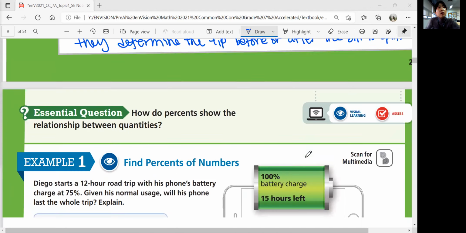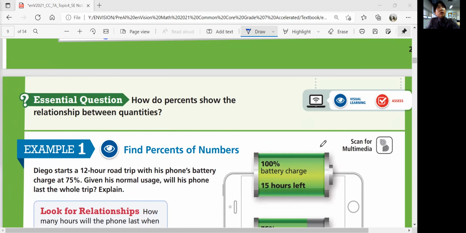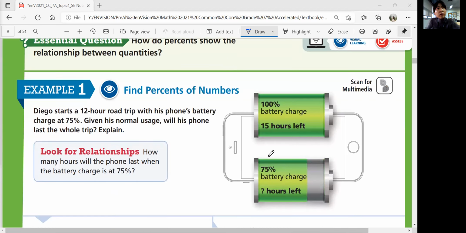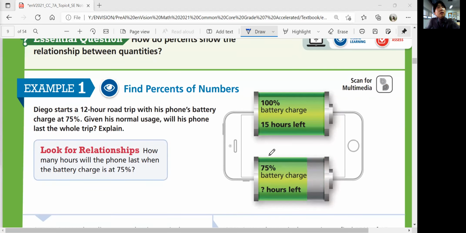All right, let's look at the examples. Our lesson essential question is how the percents show the relationship between quantities. Example 1, percent of numbers. Diego starts a 12-hour road trip with his phone's battery charge at 75%. Given his normal usage, will his phone last the whole trip without any battery charges?